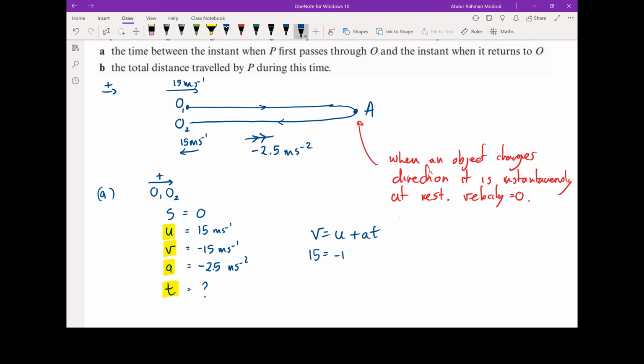V is minus 15. Oh, sorry. Wait. V is minus 15, U is equal to 15, plus acceleration, which is minus 2.5, and T is the unknown. If we then go and rearrange and solve this, we have minus 15 minus 15, all over minus 2.5, that will give us what T is.